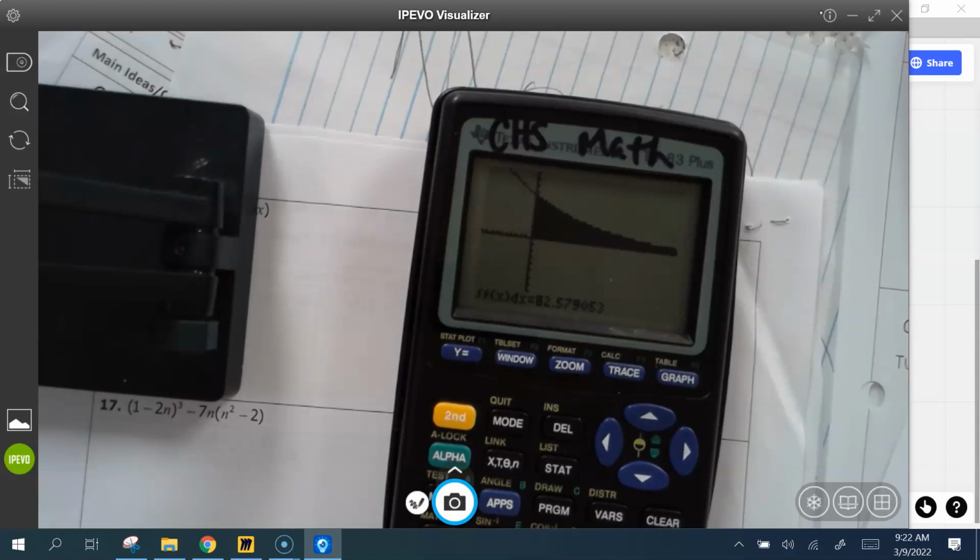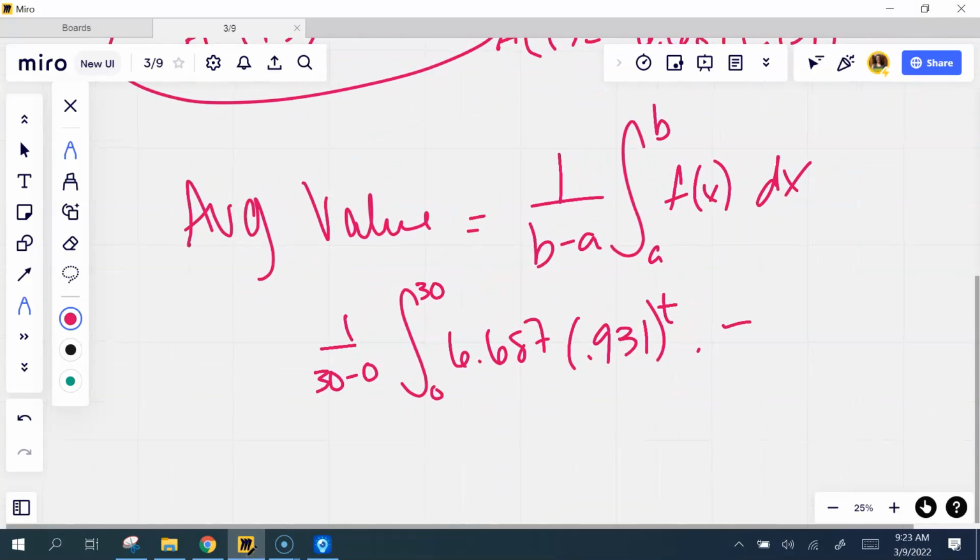Well, and then you have to multiply by 1 over 30. Okay, so you divide by 30. That's saying 2.75 is the average value of the function. That's the average weight. When does that happen? So now I have to take it and say, okay, this is approximately 2.753.